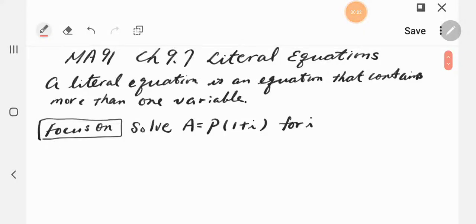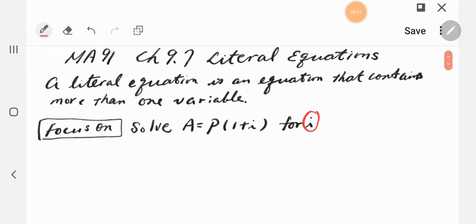Chapter 9.7 Literal Equations. A literal equation is an equation that contains more than one variable. So there's an equation, and that equation has 1, 2, 3, and so on variables, so more than one variable. Let's try this one. Here's an equation. Solve this equation for I. It says solve it for I.